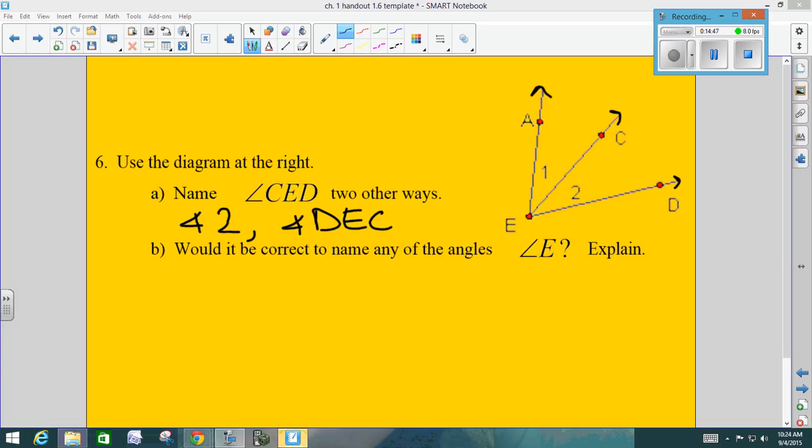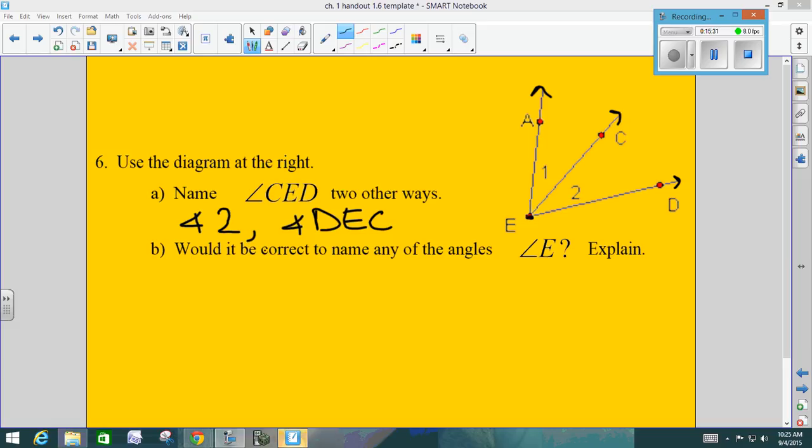And then it says, would it be correct? I don't know if I want to use the word correct, but would it be okay to name any of those angles angle E? Why not, Nick? Because there's two angles at E, right? If I said angle E, which angle are you thinking about? Oh, I was thinking about just angle 1. See why it's confusing? If I name that angle E, which angle am I talking about? Nick said he was thinking about the two of them together, where I was only thinking about angle 1.